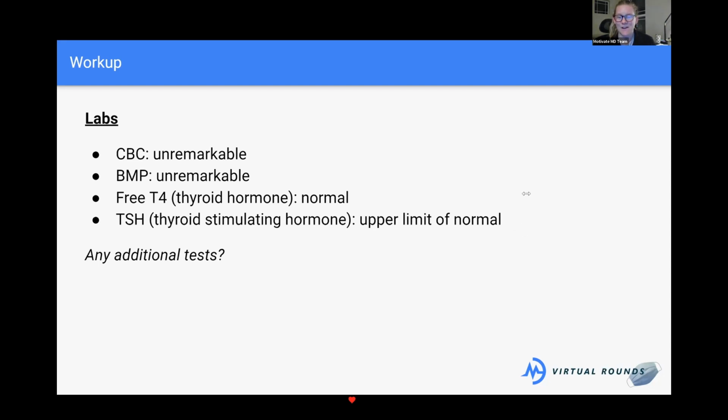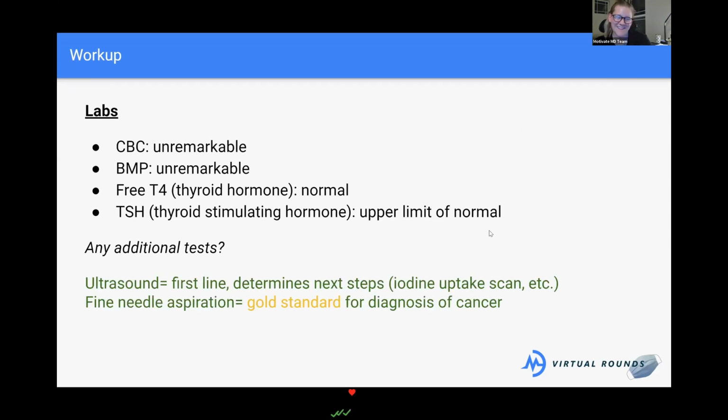Does anybody have any other ideas on tests that we could do to try to narrow down what might be causing her lump in the neck? Seema said ultrasound. I love it. Ultrasound, biopsy, and you guys are exactly right. We're going to actually do both.